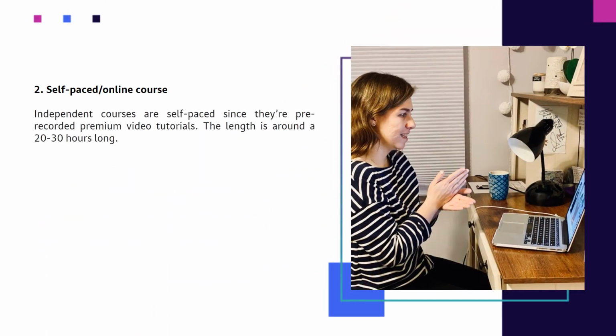Course type 2. Self-paced online course. Independent courses are self-paced since they're pre-recorded premium video tutorials. The length is around 20 to 30 hours long.